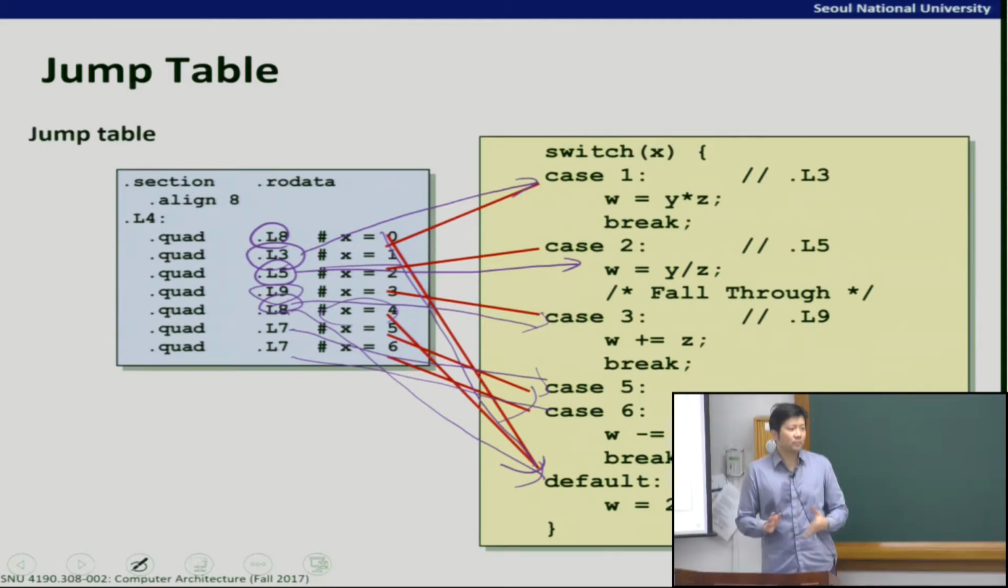And all of this, jump table creation and labeling, is done by the compiler. The compiler takes care of creating this jump table, labeling all of these code blocks, and creating the right mapping between the code blocks and this jump table. It's all handled by the compiler.